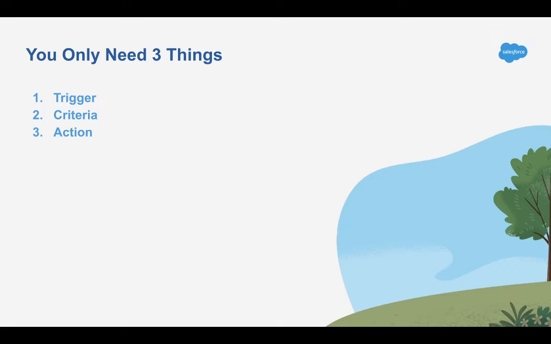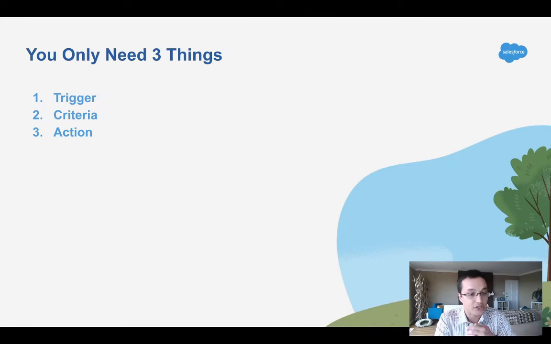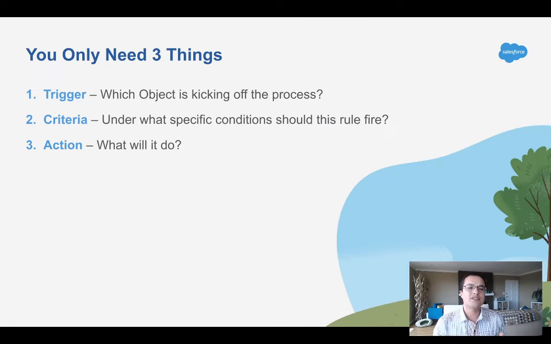All right, so you only need three things. You need a trigger, you need a criteria, and you need an action. So what does that mean? What object is kicking off the automation rule? When is this particular automation rule going to fire? And then what's it going to do?